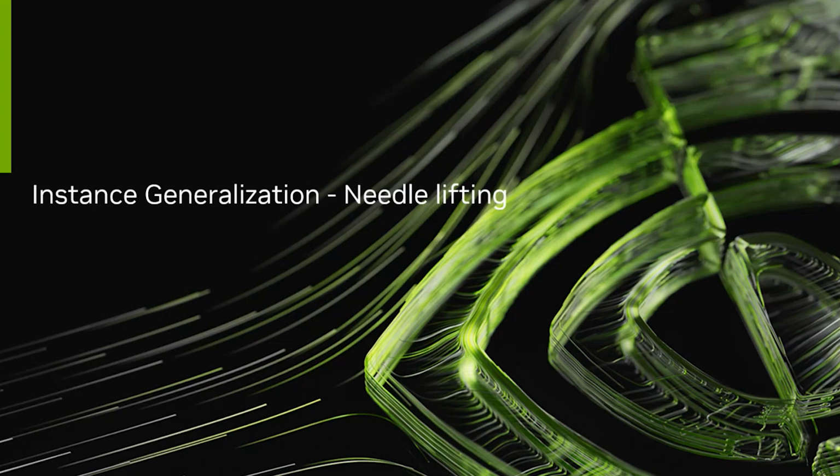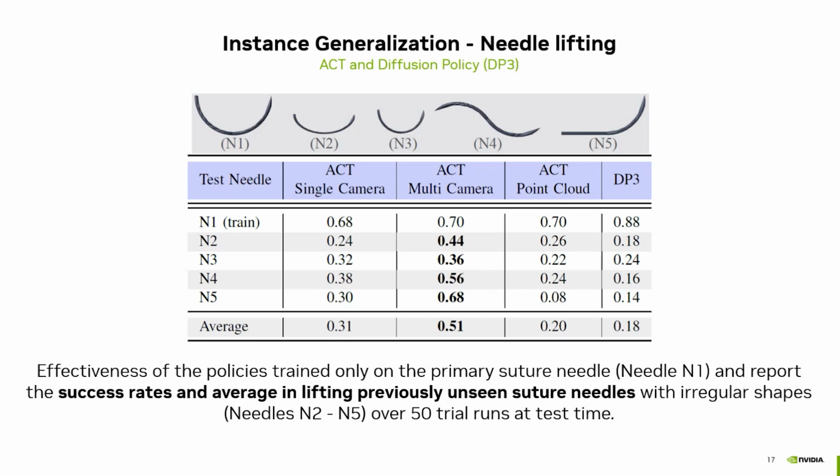One thing that I want to highlight as well is the generalization, specifically on needle lifting. So we trained a policy on one type of needle, needle 1. You can see the shape here, and we tested the model on different shapes or different needles and saw the success rate for the different shapes of the needles. We found that using multi-camera on the action chunking transformer was the best performing one. So you see the success rate when we use the same needle is 70%. But then when we change the needles, you see the performance drop, but it is still quite high compared to the other configurations. And we wanted to make this experiment to see how the model generalizes on different setups, specifically different shapes of the needles.